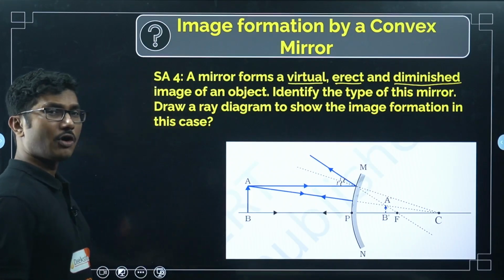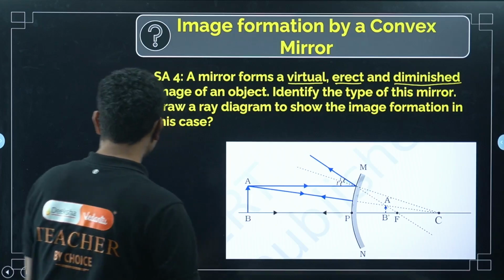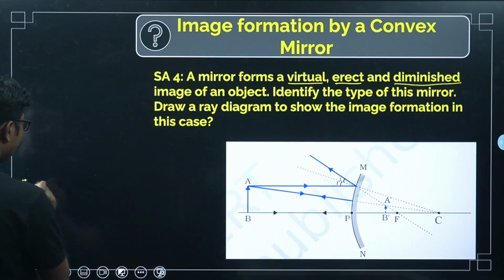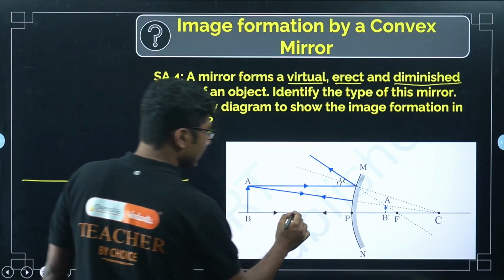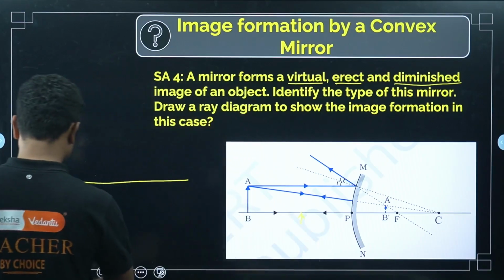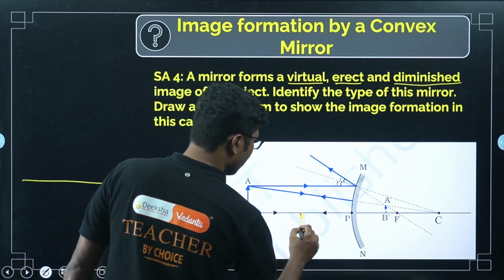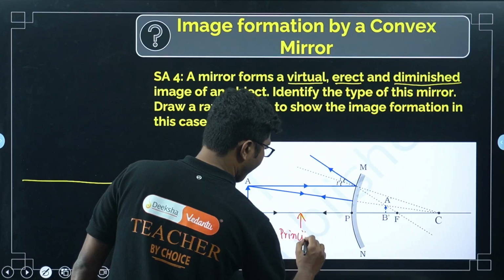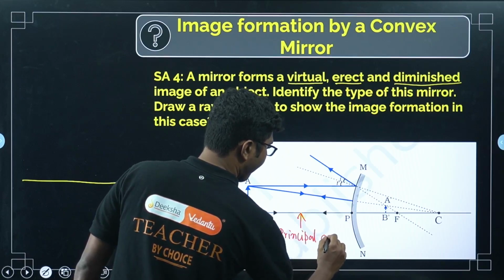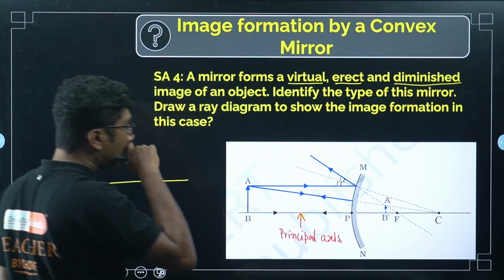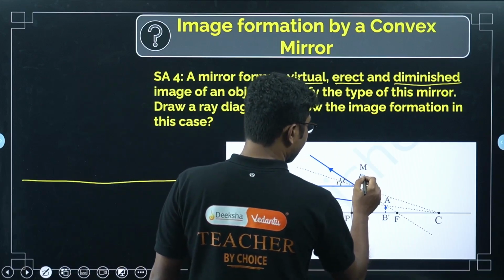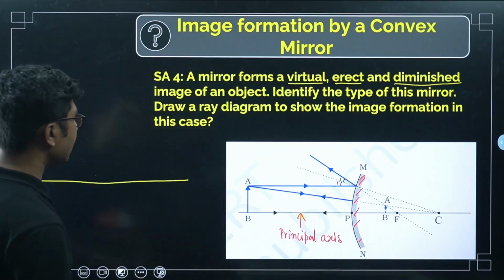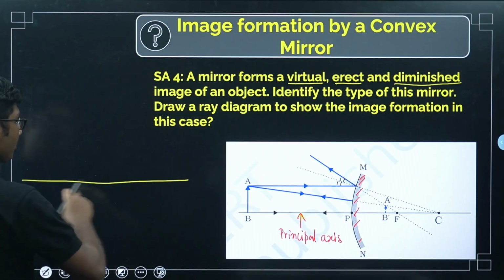Now how can you draw this ray diagram? Whenever you are drawing a ray diagram, remember that first you have to start with the principal axis. So this line is called the principal axis, and this is the mirror. You cannot draw it like it is given in your book. So first you have to draw the principal axis.